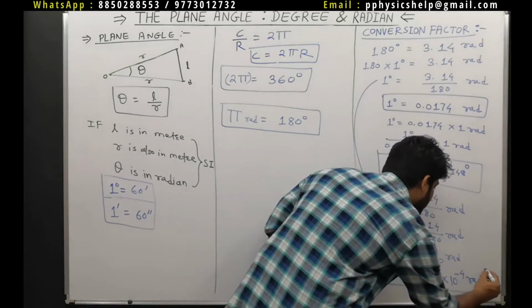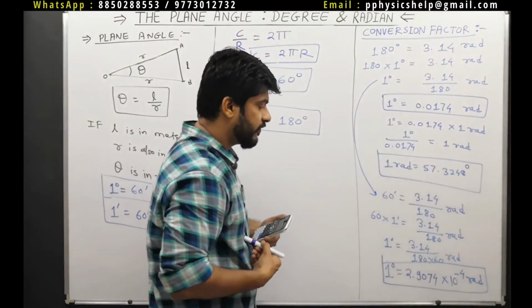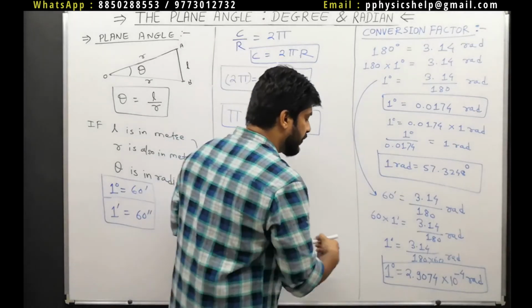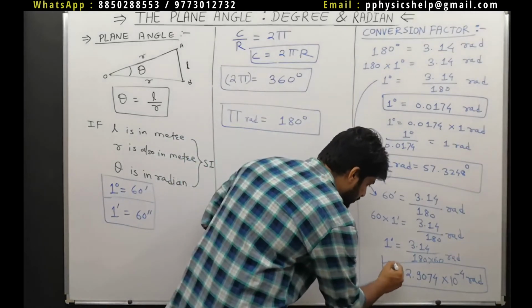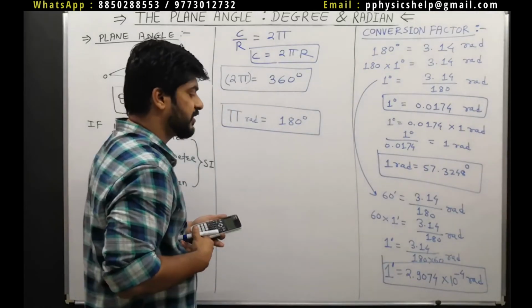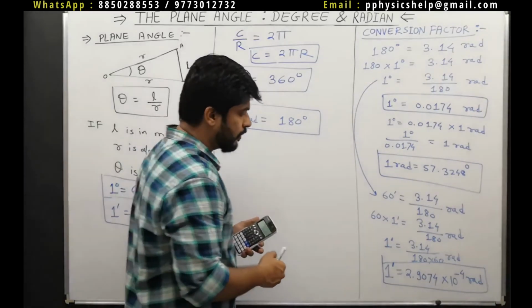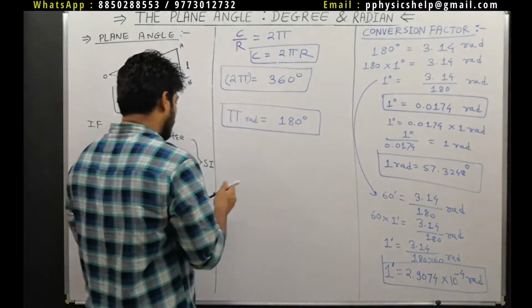Same thing we can do in the reverse order. That means we can find out 1 radian is equal to how many, here it is seconds. I am sorry for that. Sorry, minutes. It is minutes. Now we can do the reverse. I will do it here.